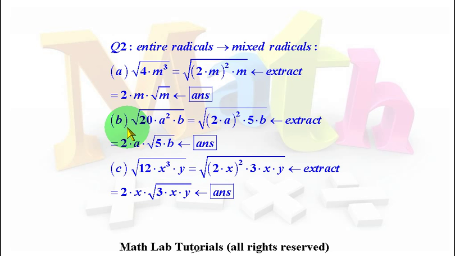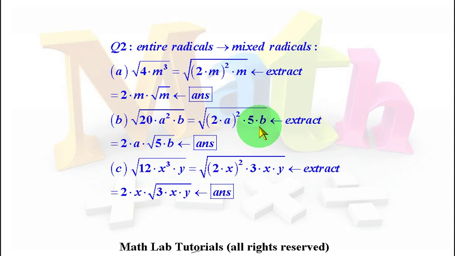Let's look at B here. Same sort of problem. We have a square root of 20a squared b. So you open up a square root, open up an empty bin, raise it to the power 2, leave this blank. And 20 can be written as 4 times 5. The square root of 4 is 2, drop it in. A squared, the square root of a squared, I know is a, drop it in. And of course the square root of b I don't know, so that goes on the outside.